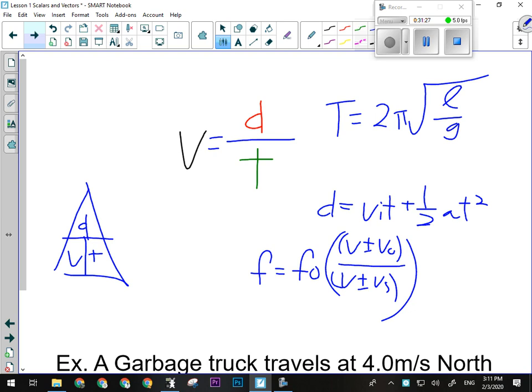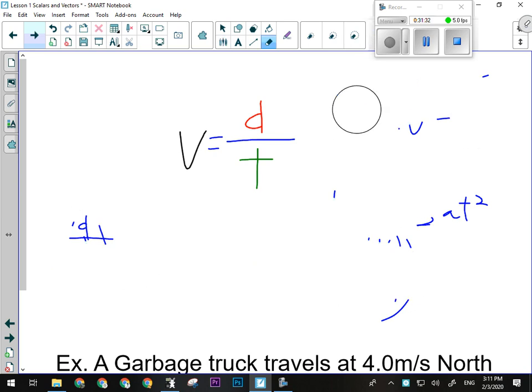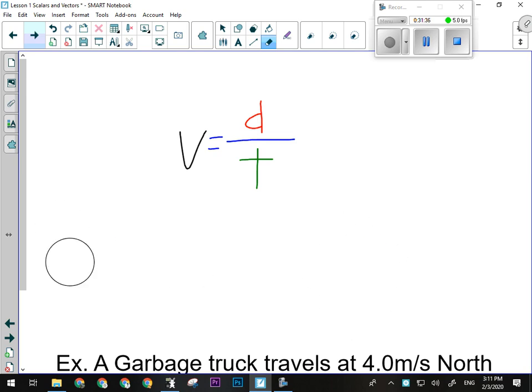So if I'm going to manipulate v equals d over t, okay, let's say I want to manipulate for d. What do I do with t? Just multiply it over to the other side, right? Okay, like so. All right. What if I want to solve for t? Right. Multiply t over and then divide by v. Okay. Just have to remember the 3 rules of algebra.